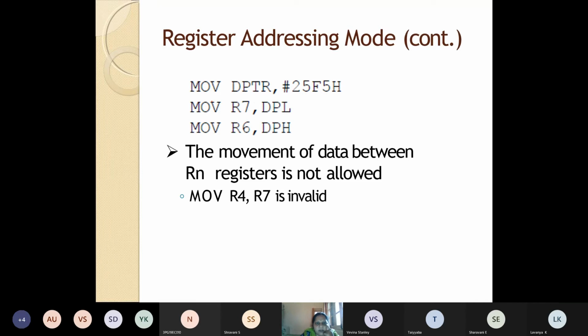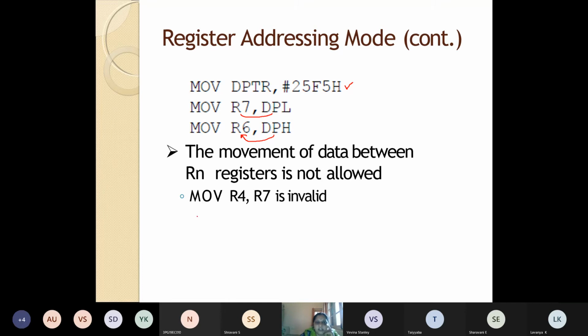Here, this is the immediate addressing mode: MOV DPTR, #25F5. 25 is moved to the DPH register and F5 is moved to the DPL register. Later, this is the register addressing mode: I'm copying the content of DPL to R7 and the content of DPH to R6. So this is valid.